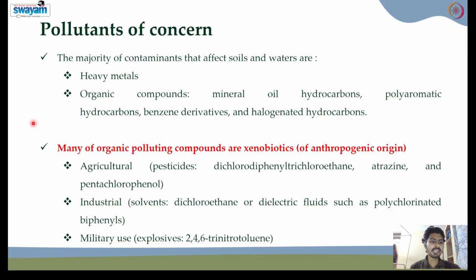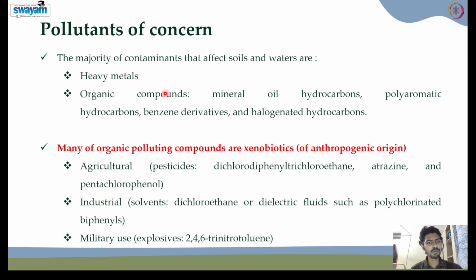If you see the classes of contaminants that are affecting both soil and waters, the first major class is heavy metals. Heavy metals, in a sense, can be any kind of metals. That is, it can be arsenic, chromium, sodium, calcium, etc. Some metals are micronutrients, but most of the metals are toxic even in lower concentration.